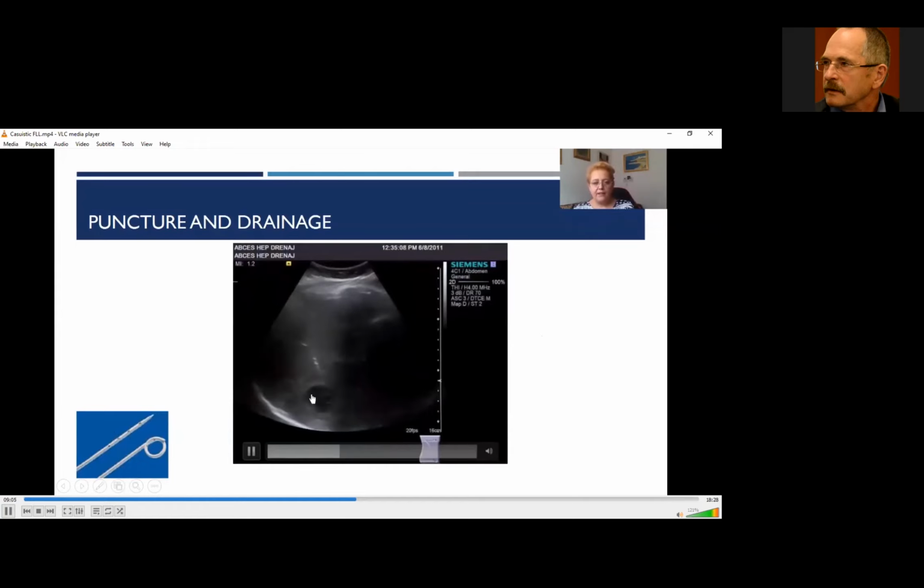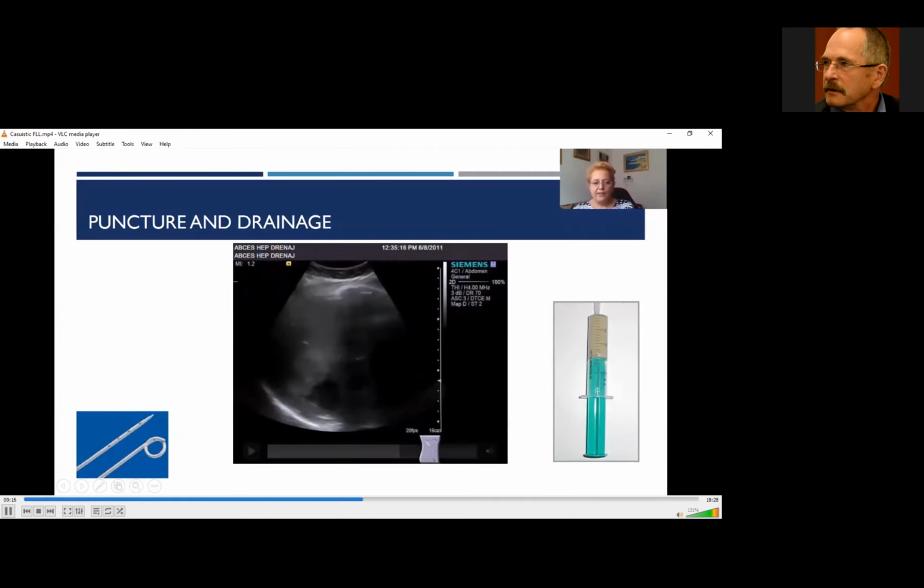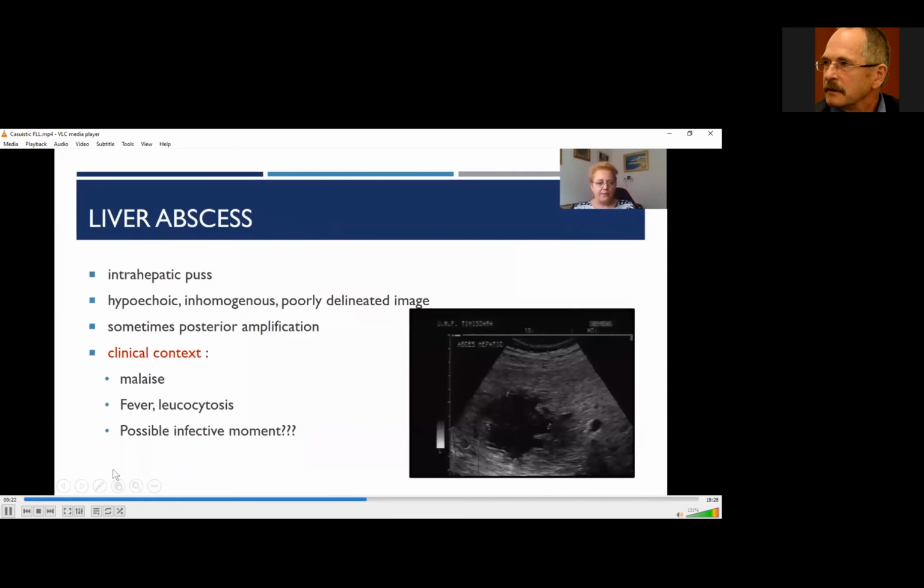And this is the catheter that we introduced. You see the catheter here. We introduced it under ultrasound guidance in the anechoic area. And this is what we extracted. We extracted pus. The final diagnosis was liver abscess.